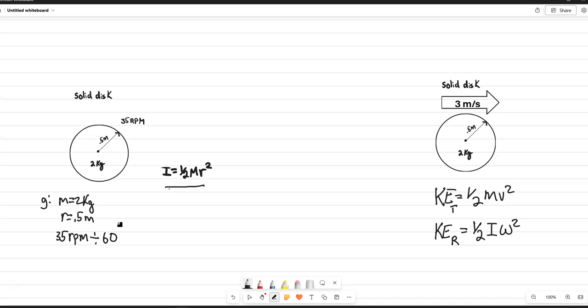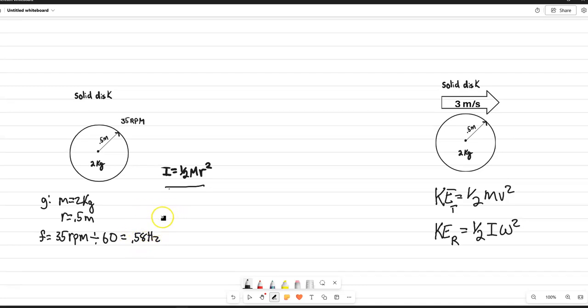We're trying to keep things quick here. So that is going to give us a frequency. Frequency is going to be equal to 35 RPMs divided by 60. That's going to be 0.58 hertz. Fine. And that's going to be important in a second.